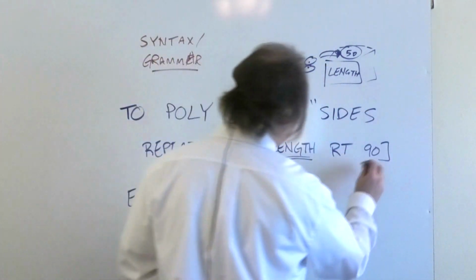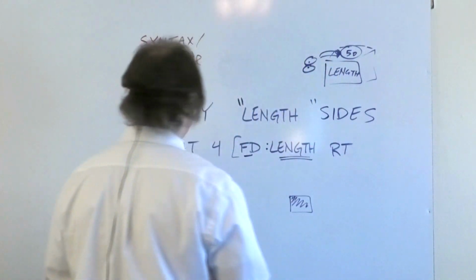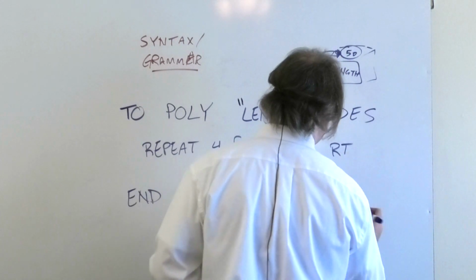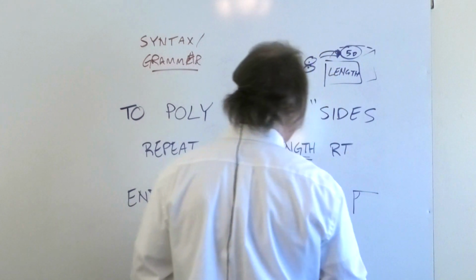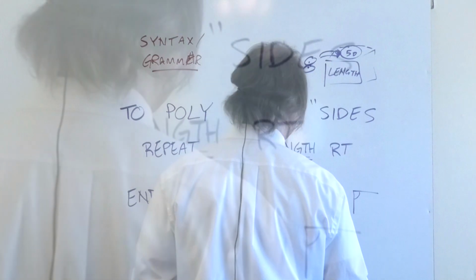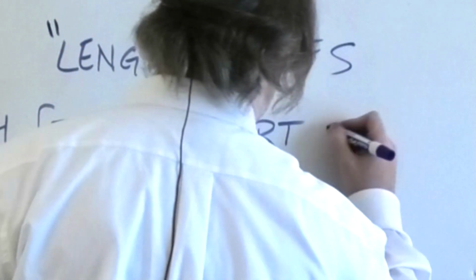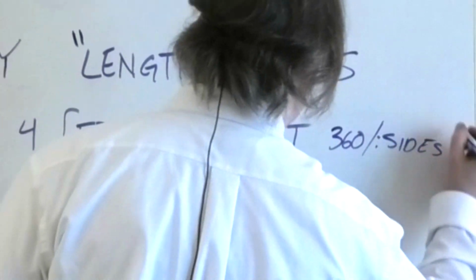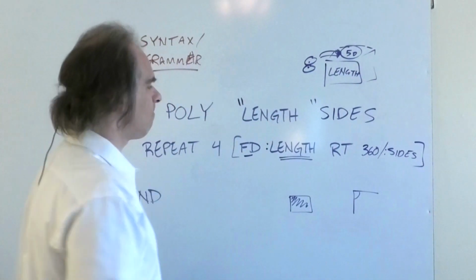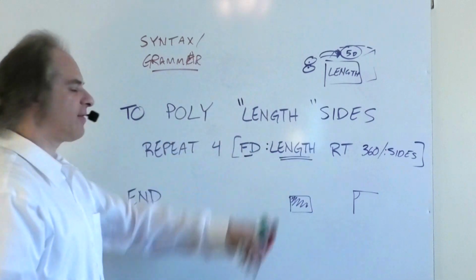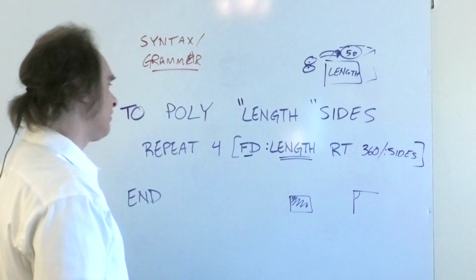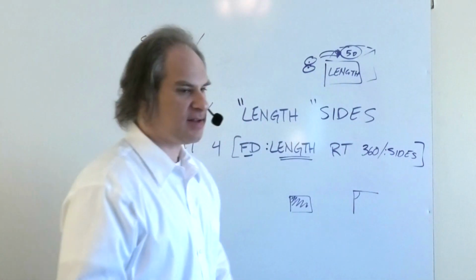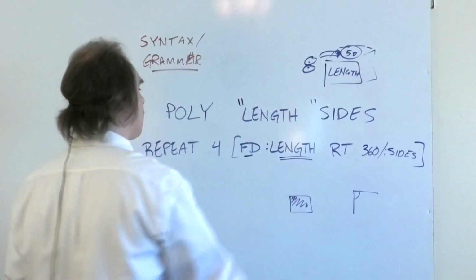And then you're just going to do what? Instead of going right 90, you're going to go right what? How do you determine that angle? 360 divided by sides. Now you can choose. You don't have to write pentagon, hexagon. You've got as many sides as you want. You just input the length and the sides and you're done. I'd actually reverse them, sides and length.